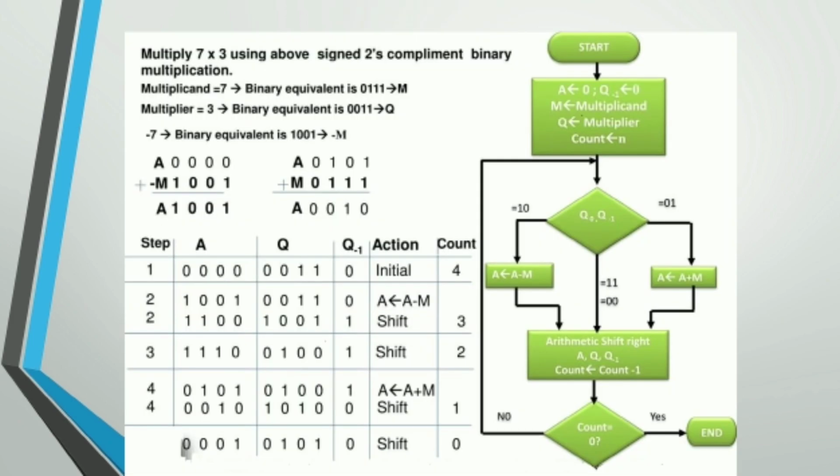Now this is the table. So multiply 7 and 3 using the above signed 2's complement binary multiplication. 7 is the multiplicand, whose binary equivalent is 0111 and is represented by M. The multiplier is 3 and its binary equivalent is 0011, which is represented by Q. And these are the steps.